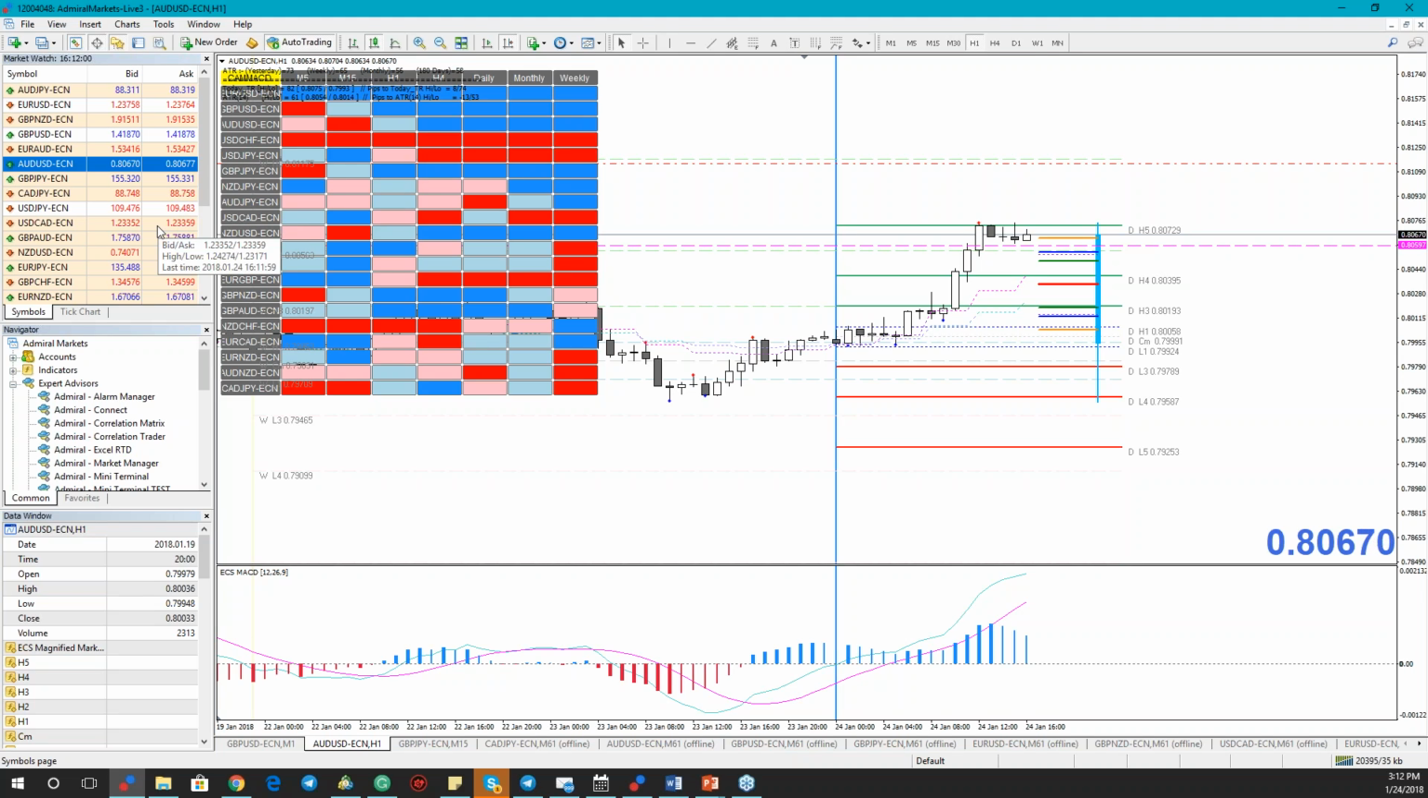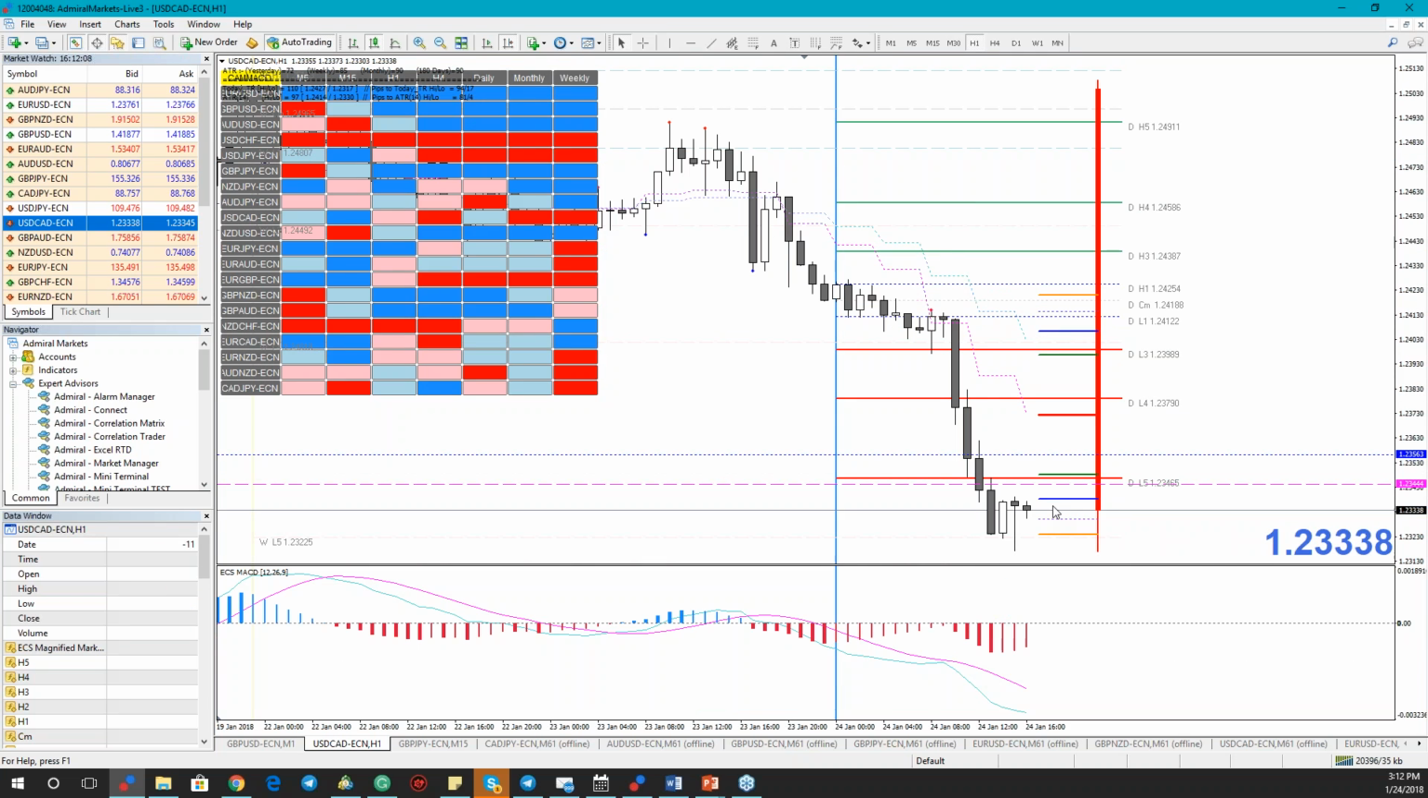I protected my profits of 15 pips. So I think I got 15 pips on dollar CAD. Let's see if that's the case. I don't have a trade anymore. Yes, it hit my profit of 15 pips.